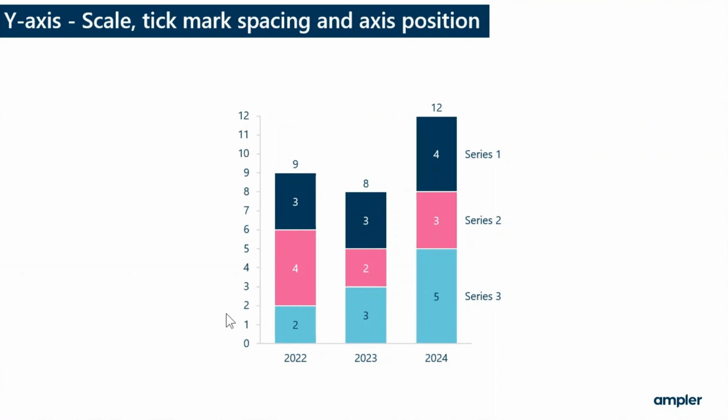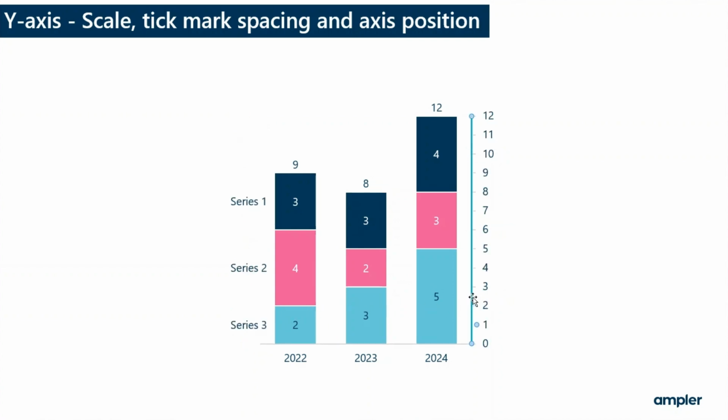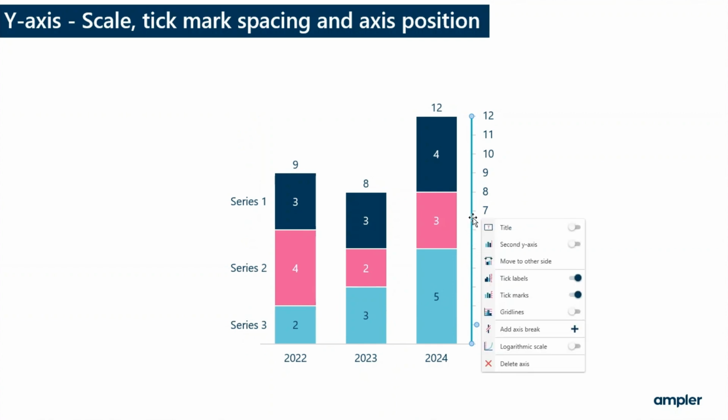By default, the axis is positioned to the left of the chart. You can change the position by selecting the axis and dragging it to the other side of the chart. Alternatively, you can right-click on the axis and choose Move to Other Side.